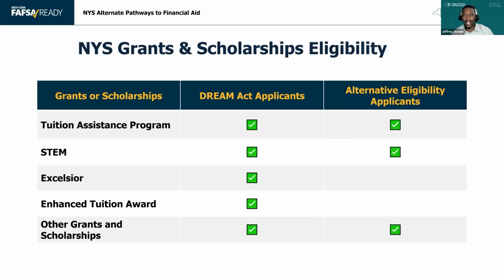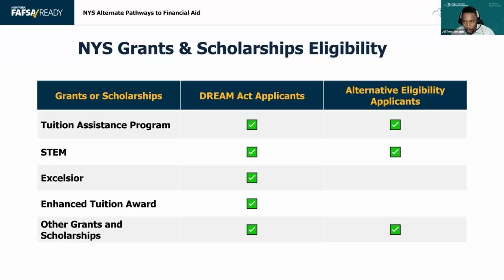Students who are eligible under the DREAM Act can apply for TAP, STEM, Excelsior, ETA, and other grants and scholarships, pretty much anything else that we have on the table. Students who are eligible under the alternate pathway, that does include part-time TAP. Yep, that includes part-time TAP.